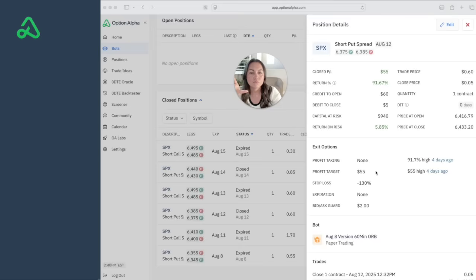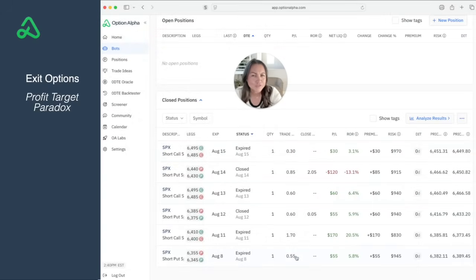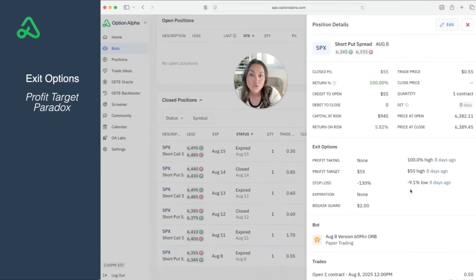Because I knew I was only trading one contract, if that one contract reached $55, close the trade. What do you know? The first day that this bot ran with that setting, my trade filled for 55 cents. It took a 10 wide spread for 55 cents, and then it didn't know what to do with it. I came back after the market was closed and I said, why did this trade expire worthless? Why didn't it close? Because the trade price was 55 cents and my take profit was $55, it was exactly zero value and the bot didn't have anything to do.